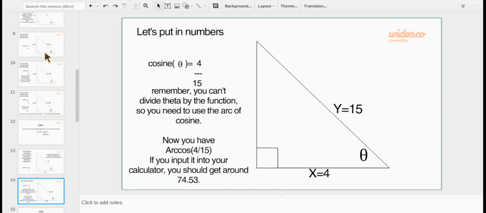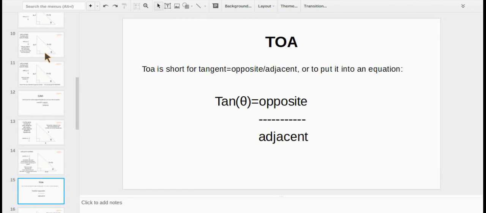Remember, adjacent is the side of the triangle next to theta, but not the hypotenuse. Let's put in numbers. Cosine of theta equals 4 divided by 15, 4 being the adjacent and 15 being the hypotenuse. Remember, you can't divide theta by the function, so you need to use the arc cosine. Now you have the arc cosine of 4 divided by 15. Input this into your calculator, and you should get around 74.53.